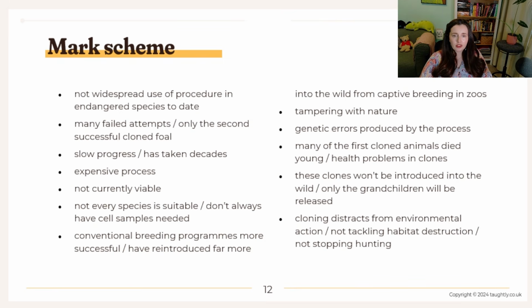animals into the wild. Cloning is tampering with nature. It can produce genetic errors. Many of the first cloned animals died young or had health problems. The clones can't be reintroduced into the wild, only their grandchildren will be released. And cloning distracts from environmental action. It doesn't tackle environmental destruction and it doesn't stop hunting. So these were the potential answers that you could have had.